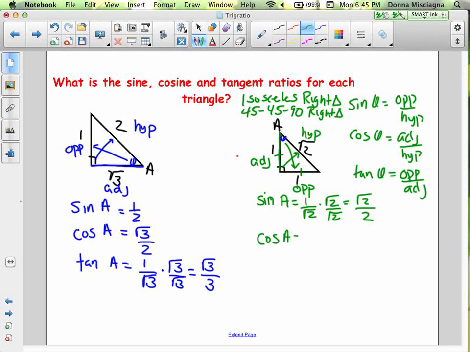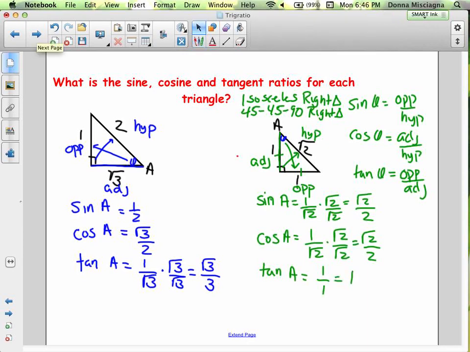Cosine for angle A. Now we're using the adjacent side. Of course, the adjacent side is also 1. So guess what? We're going to have the exact same answer, which makes sense because the sides are the exact same measure. And then finally, we want the tangent ratio. The tangent uses the opposite side, which is 1, over the adjacent side, which is also 1, which is just 1. Isn't that interesting?